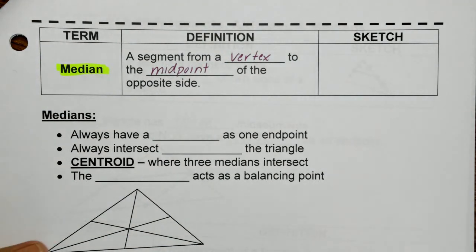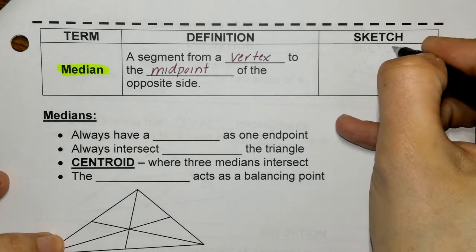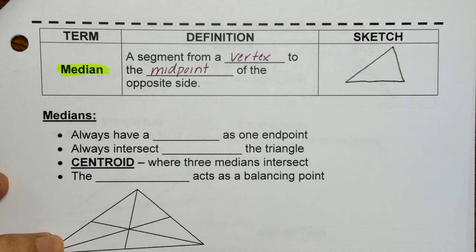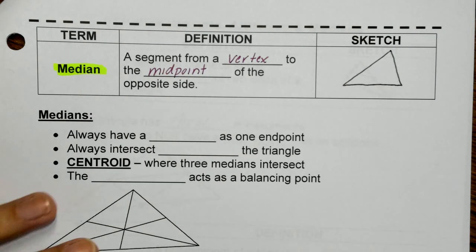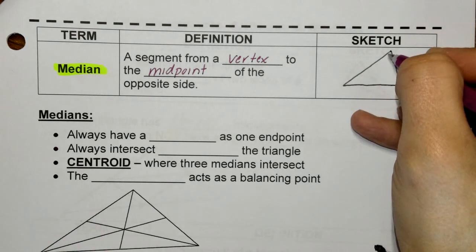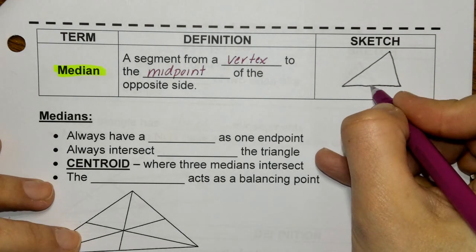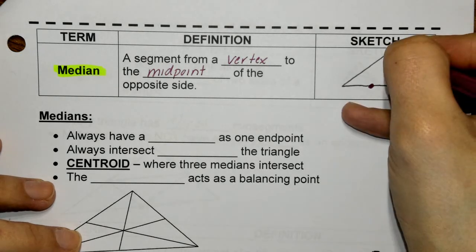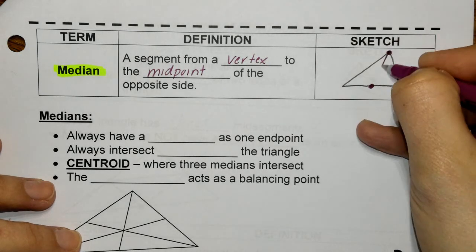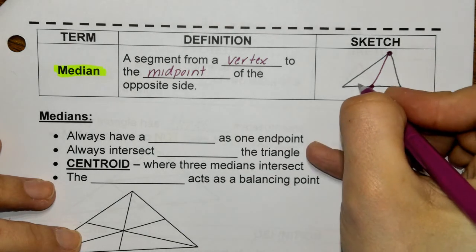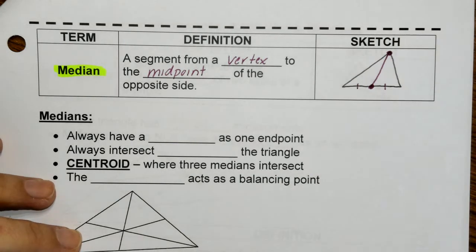So when we sketch this, let's draw a triangle kind of like this. We have this triangle. We need to go from the vertex on one side and then go to the opposite side. And again, like we did with midsegment, we'll just eyeball where that median might be. So we're going to go from the vertex down to that midpoint. How do we know it's the midpoint? Because we always make sure to mark those congruent markings.